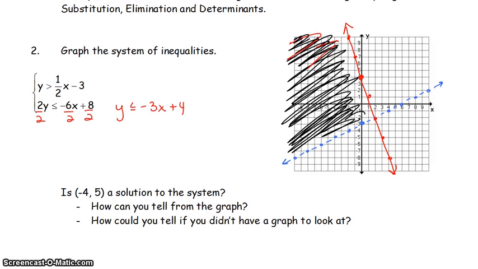Alright, so next we want to know, is -4, 5 a solution to the system? You can tell two ways. One, by looking at the graph. If I plot the point -4, 5, I would say yes, because it's contained within the shaded region.